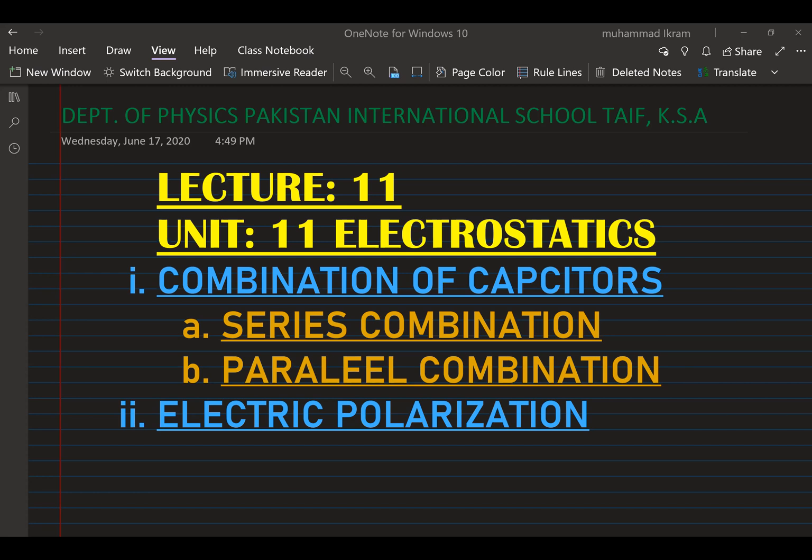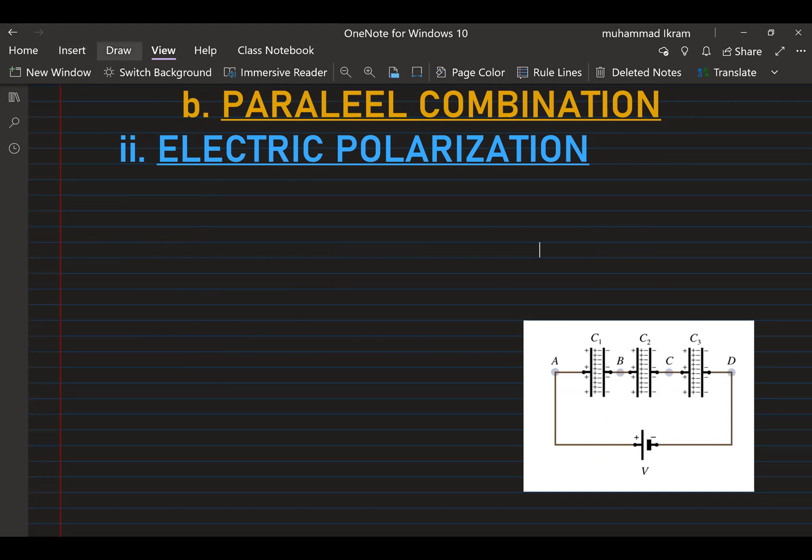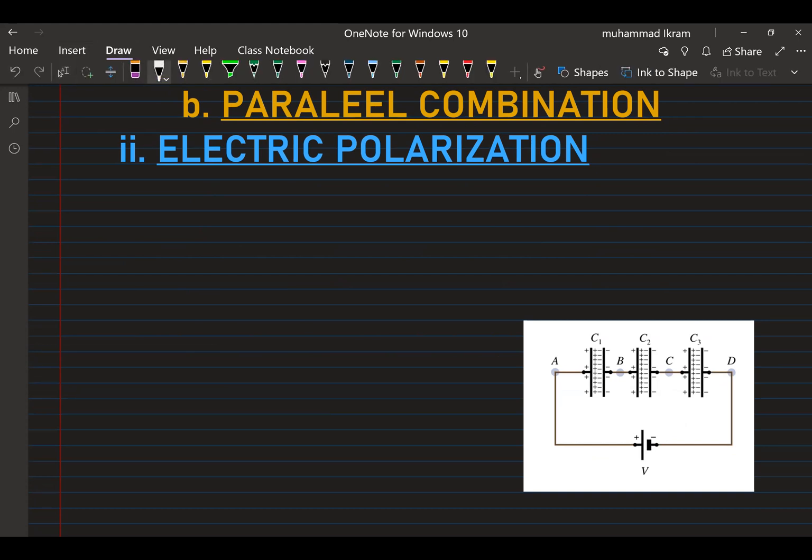And the second important point is the electric polarization. So let us start with the name of Allah Almighty. Our first topic is the combination of capacitors. So let us start with the combination of capacitors.